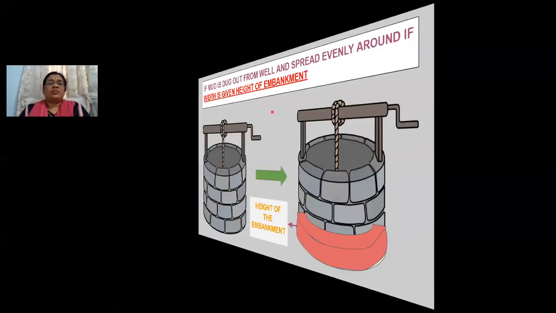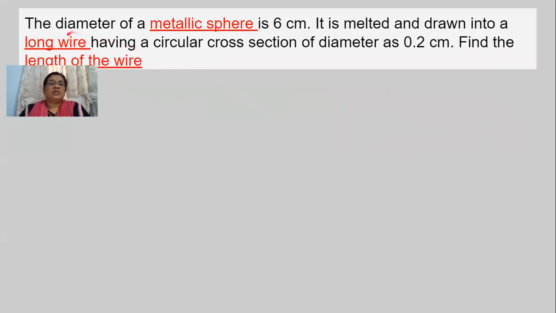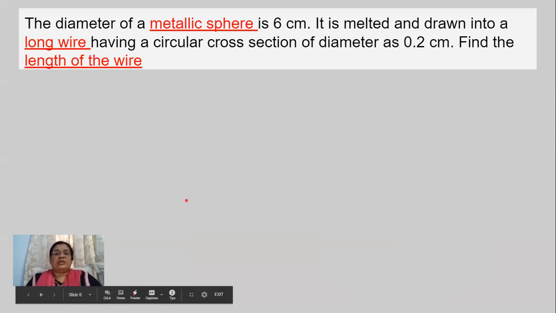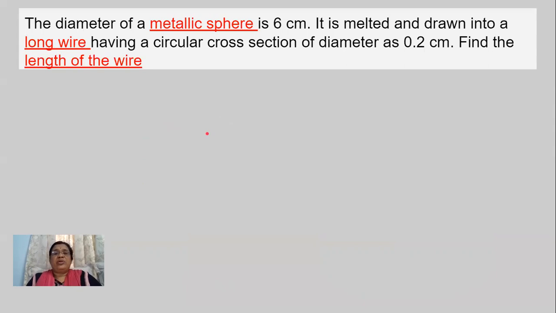See, one more. This is the problem. So what is this problem? We'll read the problem. The diameter of a metallic sphere is 6 centimeters. It is melted and drawn into a long wire having a circular cross section of diameter 0.2 centimeters. Find the length of the wire. So here which solid figure is converted into which solid figure? The sphere is converted into wire.